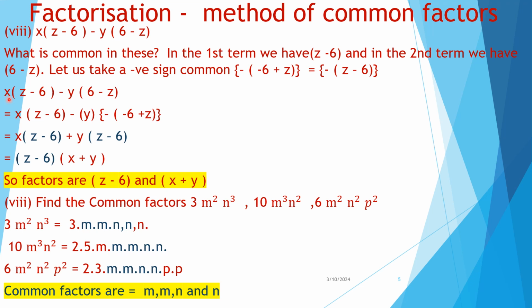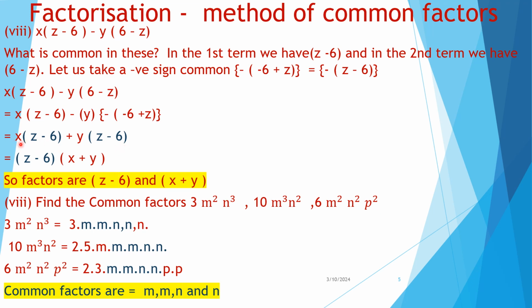So now I write x into z minus 6 minus y into 6 minus z. It is equal to x into z minus 6 as it is, minus y, and for 6 minus z I have written what I explained you here. Now minus y into minus, within brackets, minus 6 plus z. When we multiply we get plus y into z minus 6.